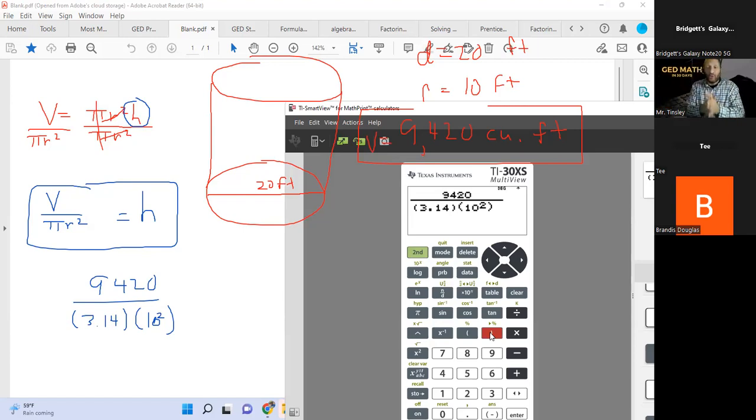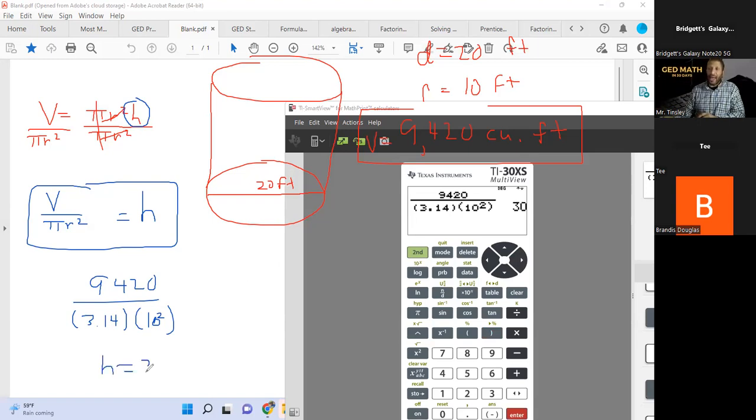That's one of the reasons why, if you go in Schoology under volume, I got a whole separate area where you have to solve for height, solve for radius. So you've got enough practice problems. Then you just get out of your fraction and press enter. So my height is 30.